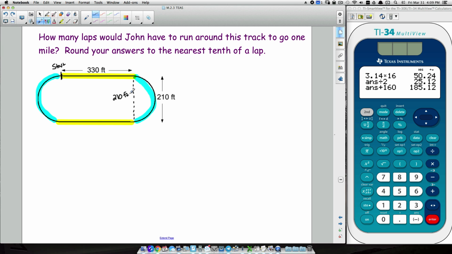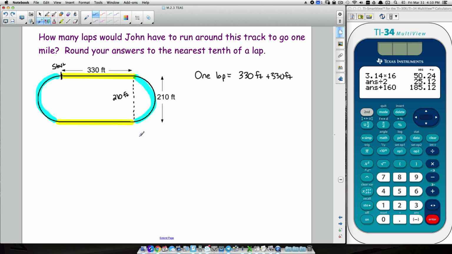So the distance, let's say 1 lap. 1 lap is equal to, automatically, if he starts here, he's going to have to run this straight away, and then he's going to have to run this straight away. So let's just go ahead and add those up. So 330 feet plus 330 feet. But then we have to count these 2 half circles.